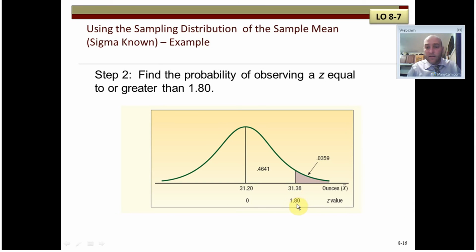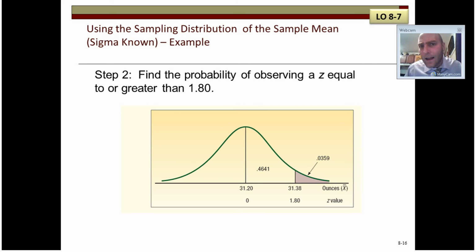We look up a z value of 1.8. We find the area between the mean and a z of 1.8 to be 0.4641, meaning the probability of observing a z-score greater than 1.8 is about 3.6%. In other words, the probability of getting a sample of 16 bottles where the mean of those 16 bottles is greater than 31.38 only happens about 4% of the time. Rarely happens.